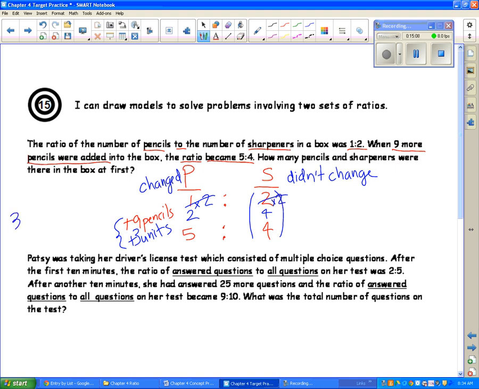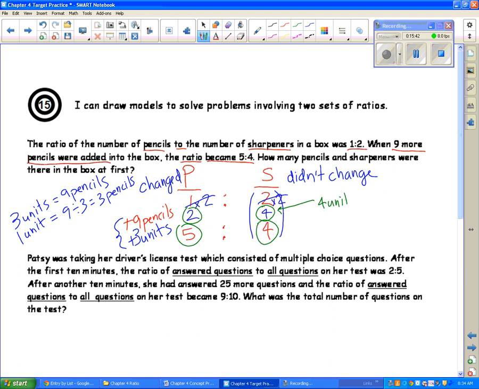So if 3 units equals 9 pencils, then 1 unit must equal 9 divided by 3, or 3 pencils. So now I should understand that each unit in these ratios represents 3 items. That means when I started, I had 4 units of sharpeners. So 4 times 3 sharpeners per unit is 12 sharpeners.